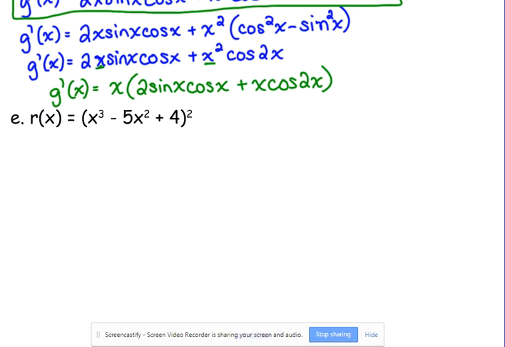Okay, let's do one more here. R of x is equal to x cubed minus 5x squared plus 4, to the second. Now, this is not just a power rule. Why? Because it's not just a single term raised to a power. So what we're looking at here is x cubed minus 5x squared plus 4 times itself.